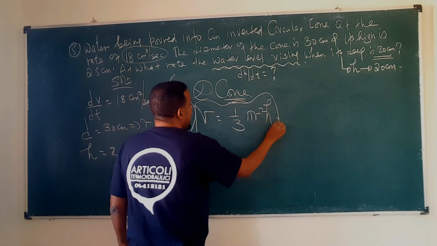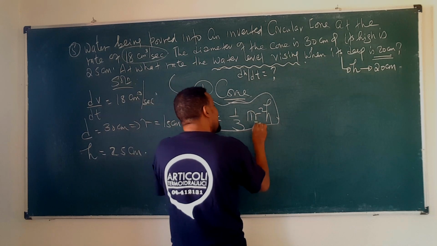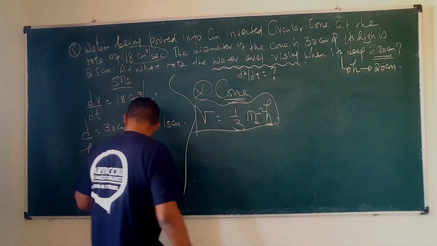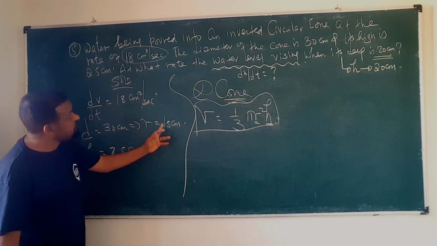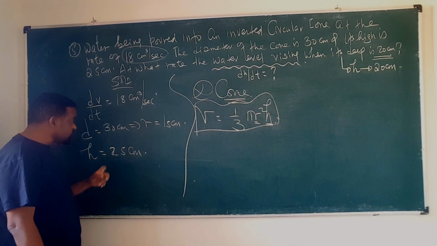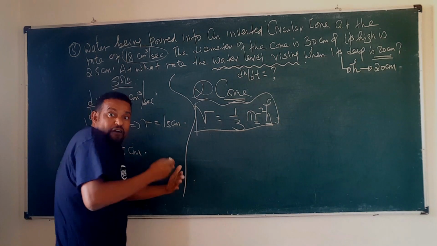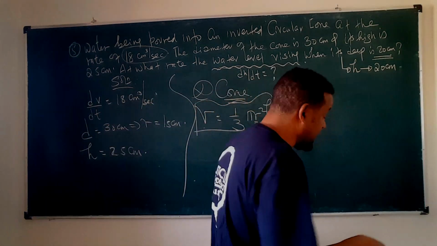Now this formula has r and h in it. Here r and h are given to us. The radius of the cone is 15 centimeter and the height is 25 centimeter. So we have to relate these two. Okay.